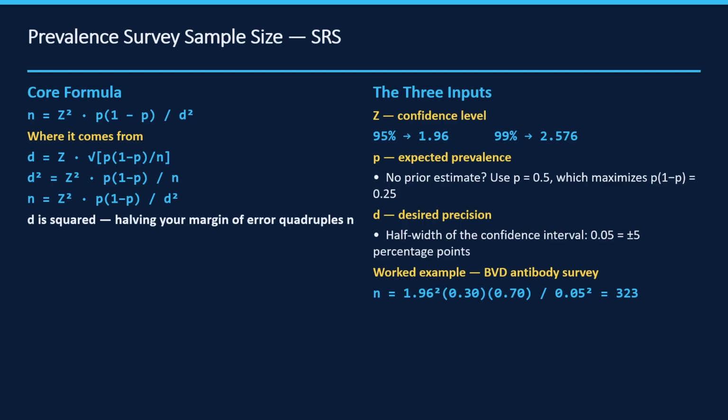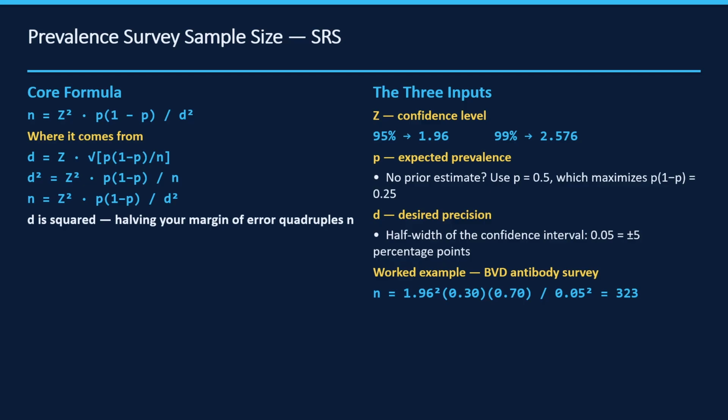Switching gears from test to sampling, how many animals do you need to estimate a prevalence? The formula is z squared times p times 1 minus p divided by d squared, and it's worth seeing where it comes from rather than memorizing. Start with the margin of error. D equals z times the standard error, and the standard error of a proportion is the square root of p times 1 minus p over n. Square both sides, solve for n, and the formula falls right out.